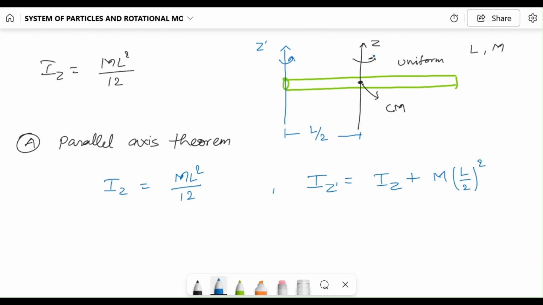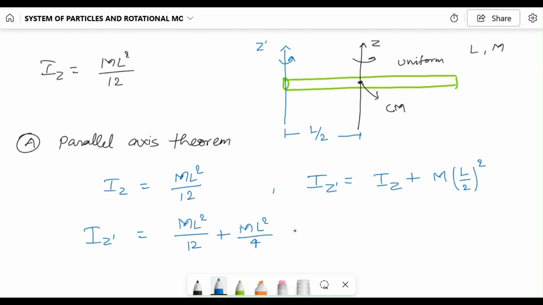So if we have the moment of inertia about this axis, and we want to know the moment of inertia of the same body about another axis which is parallel and at a distance of this, and if this body has mass m, we can write the moment of inertia as the sum of these two terms. So in this particular case, if you want the moment of inertia about the z prime axis, we can write mL square by 12 plus mL square by 4.